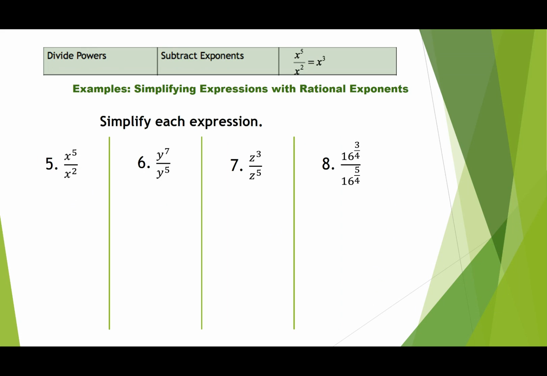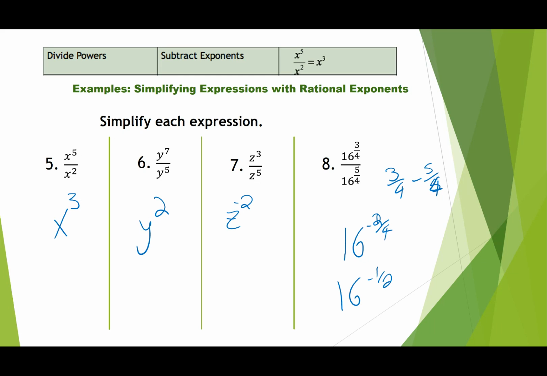All right, here we got quotients. So remember, you subtract the exponents. So 5 x's take away 2 would be x to the third. This would be y to the second. 3 take away 5 would be z to the negative 2 power. And then 3/4 minus 5/4 would be negative 2/4. So 16 to the negative 2/4, which is the same as 16 to negative 1/2.